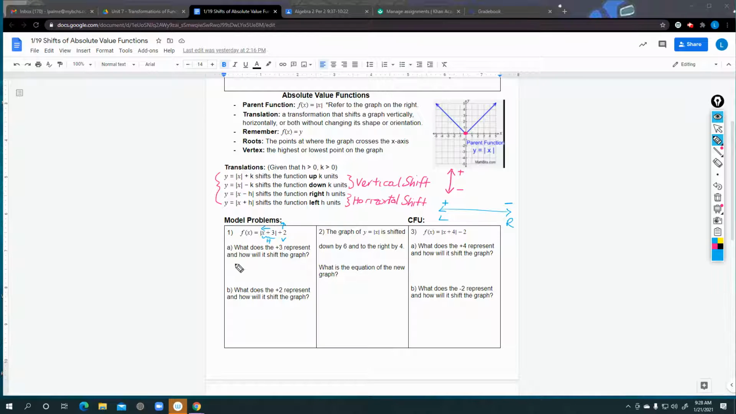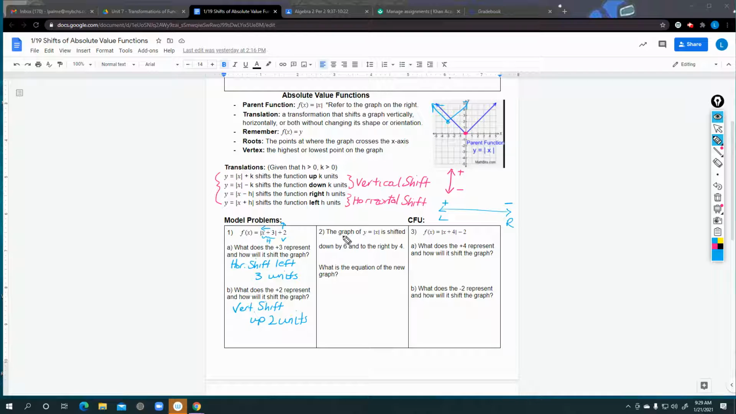What does the positive 3 represent? It's a horizontal shift. I'm just going to abbreviate. And it's going to go left 3 units. What does a positive 2 represent and how will it shift the graph? Well, it's a vertical shift, and it will move up 2 units. And that's how you will actually move. So to the left 3, up 2. So this would be your new graph. Just a quick little visual of what f of x equals absolute value of x plus 3, plus 2 would look like after it was shifted.